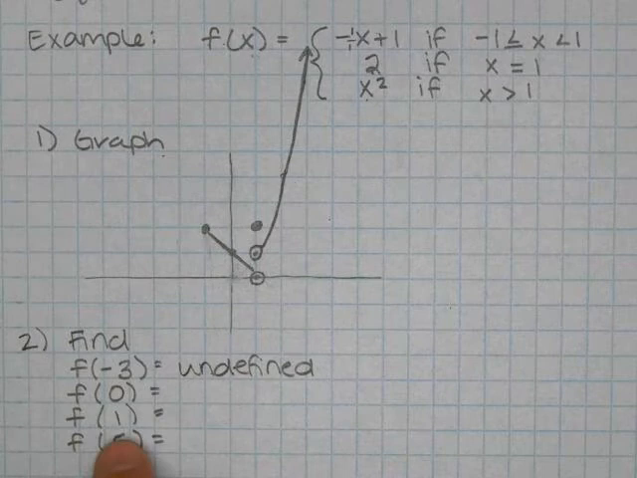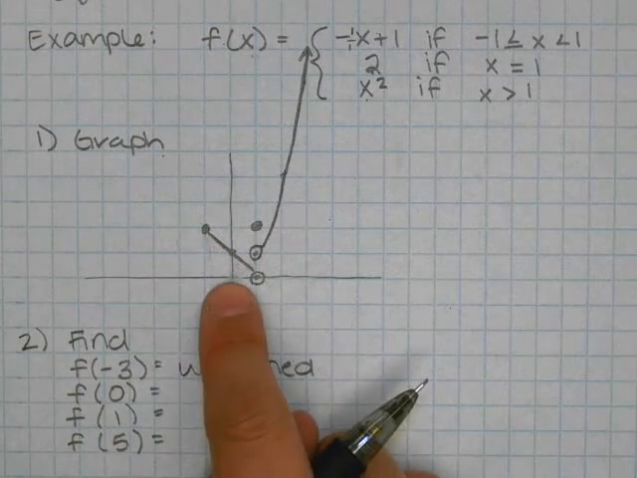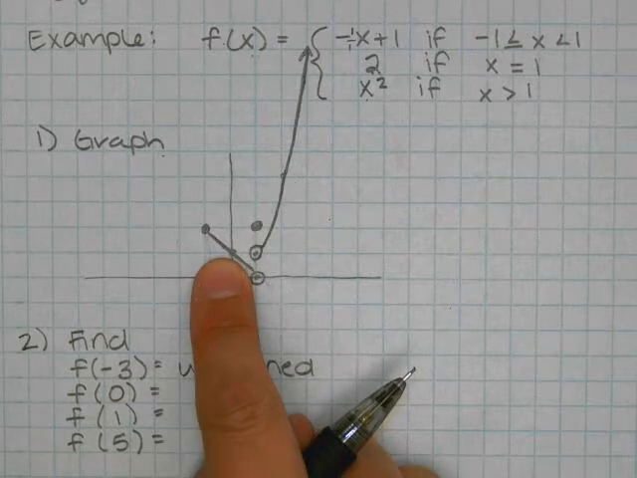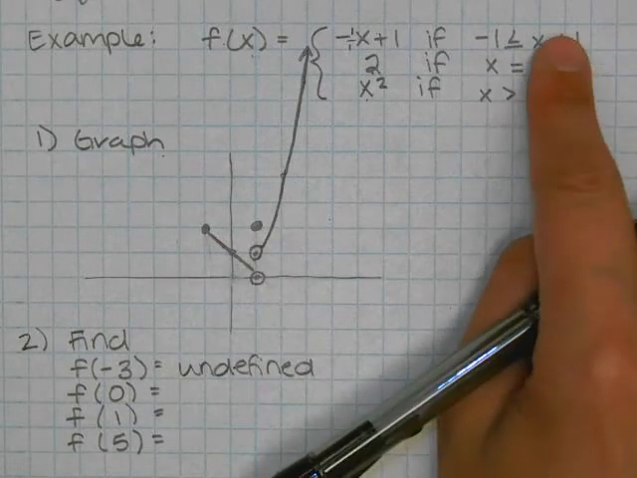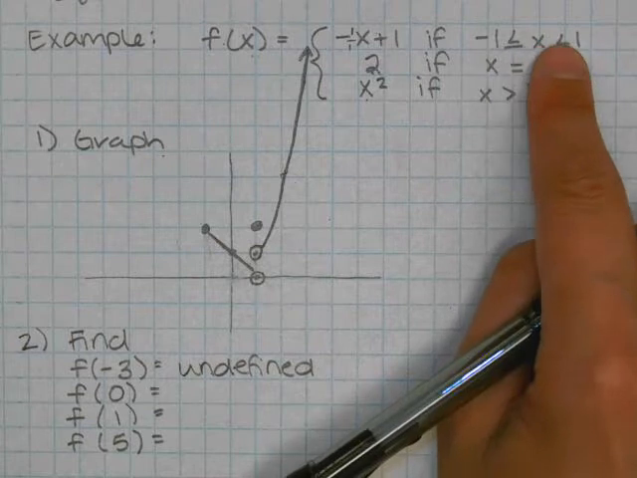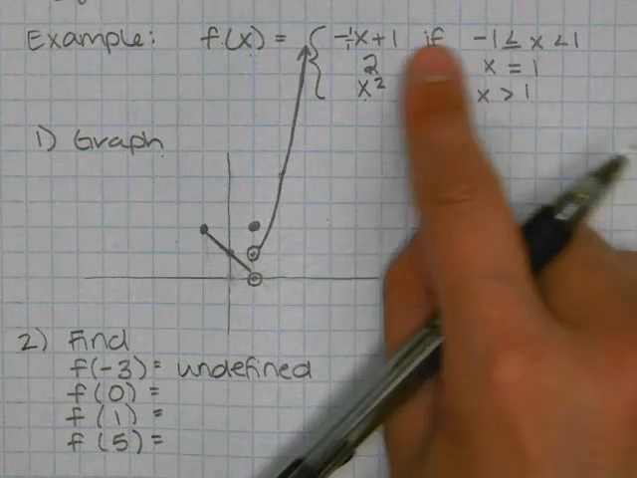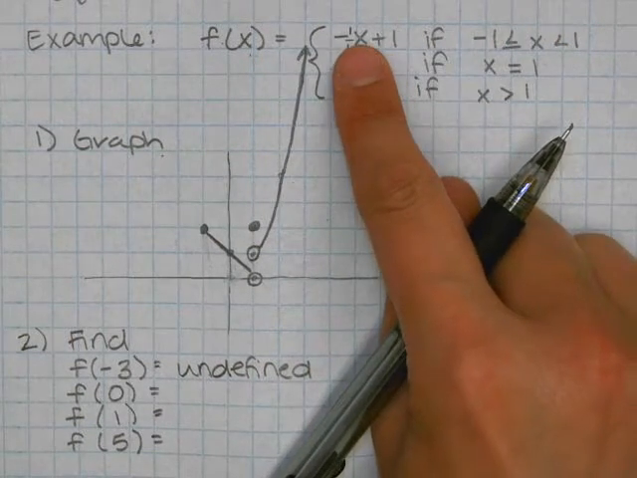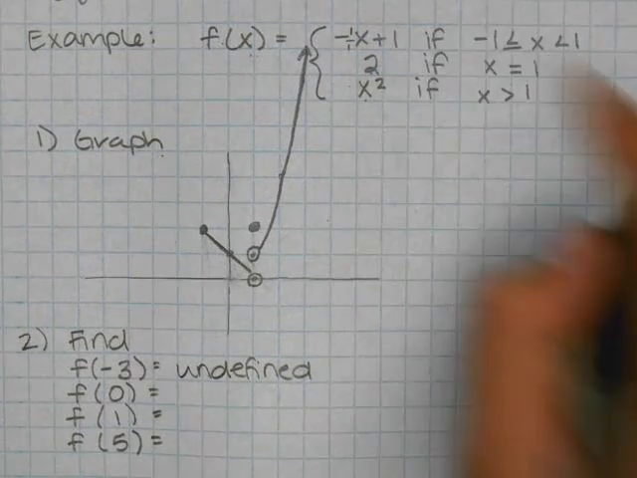Next, if I want to evaluate the function at 0, you can look at the graph and see that when the x value is 0, the y value is 1. Or you can go over here and say, well, 0 is between -1 and 1, so I know that in the function I need to plug it into this one. And 0 plus 1 is just 1.